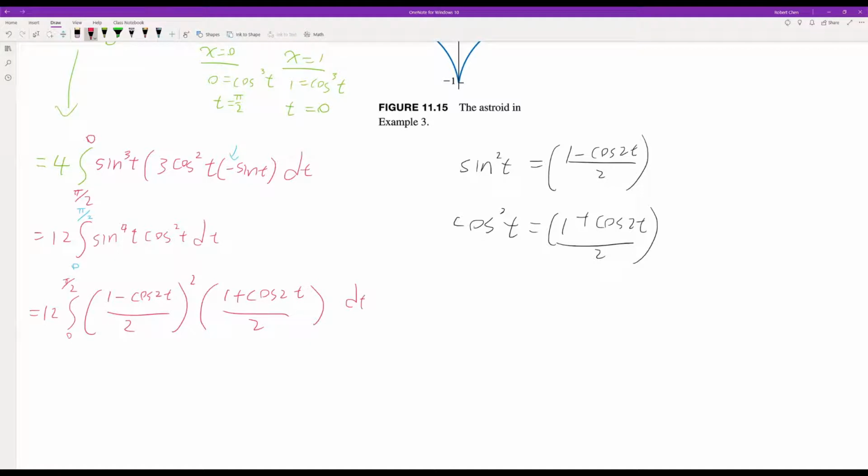All right, so let's multiply it out. The denominator will be 8, so we can bring out the 1 over 8 to the outside and simplify. We have 3 over 2. And on the inside, I'm going to save us some time. Let's write out the first line: 1 minus cosine 2t plus cosine 2t squared times 1 plus cosine 2t dt.